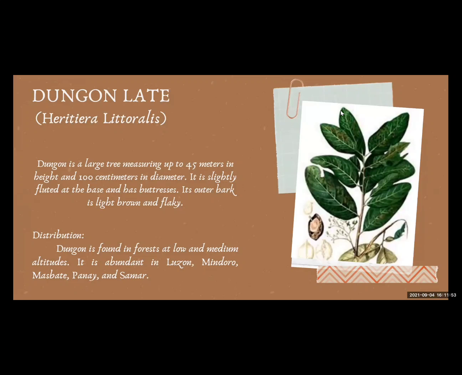Dungon is a large tree measuring up to 45 meters in height and 100 centimeters in diameter. It is slightly fluted at the base with vast buttresses. Its outer bark is light brown and flaky. Dungon latte is found in forests at low and medium altitudes. It is abundant in Luzon, Mindoro, Masbate, Panay, and Samar.